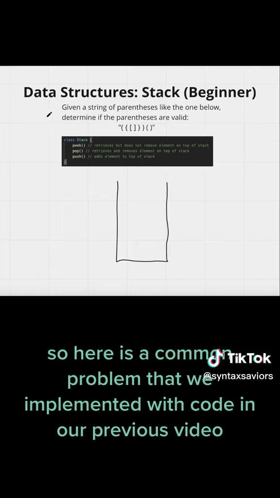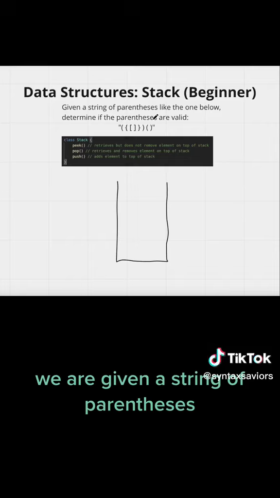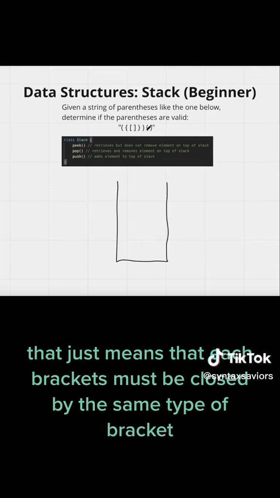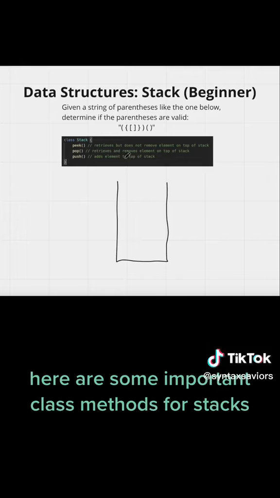These structures are really useful for solving problems that require certain ordering. So here's a common problem that we implemented with code in our previous video. We are given a string of parentheses and we want to return whether it is a valid ordering of parentheses. That just means that each bracket must be closed by the same type of bracket in the correct order. Here are some important class methods for stacks, and let's get into it.